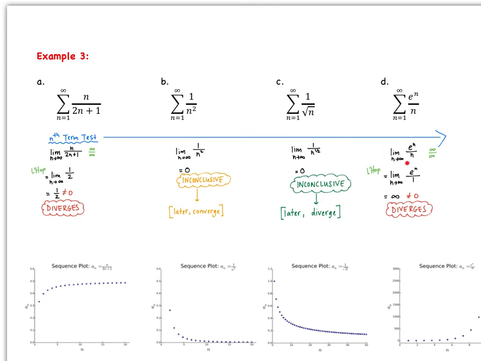Again, we're going to apply the nth term test. So, the limit as n goes to infinity of our sequence, e to the n over n. When we use substitution, we get infinity over infinity. So we have to use L'Hopital. The derivative of e to the n is e to the n. The derivative of n is 1. And so we get infinity. Well, infinity is not 0. So we can go ahead and conclude that this entire series diverges by the nth term test.